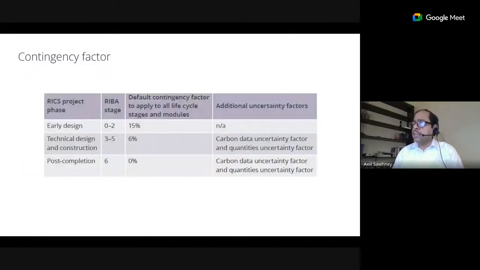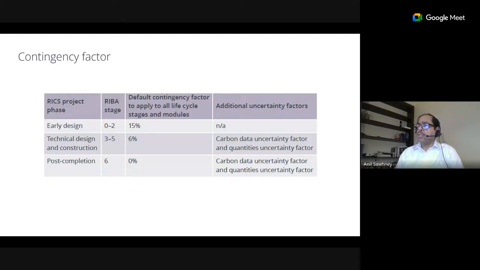So how do you pick the contingency factor? If you are doing the assessment during early design stages, which as per the RIBA plan of work would be stages 0, 1, 2, then the default contingency factor to apply to all life cycle stages and modules is 15%, or 0.15. Technical design and construction stage: now obviously you have your design drawings or your construction drawings, and you are in either RIBA stage 3, 4, or 5, the default contingency factor to apply to all life cycle stages and modules is 6%.